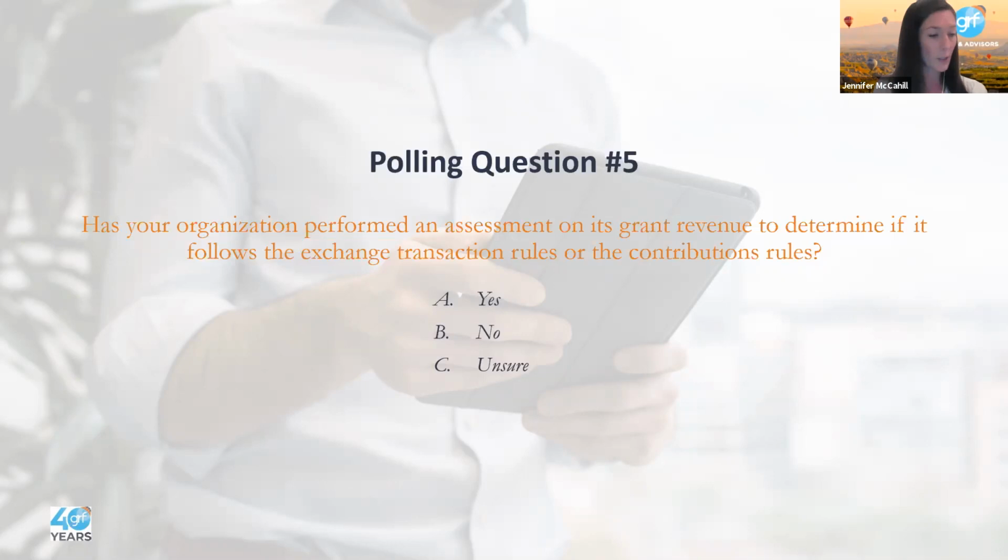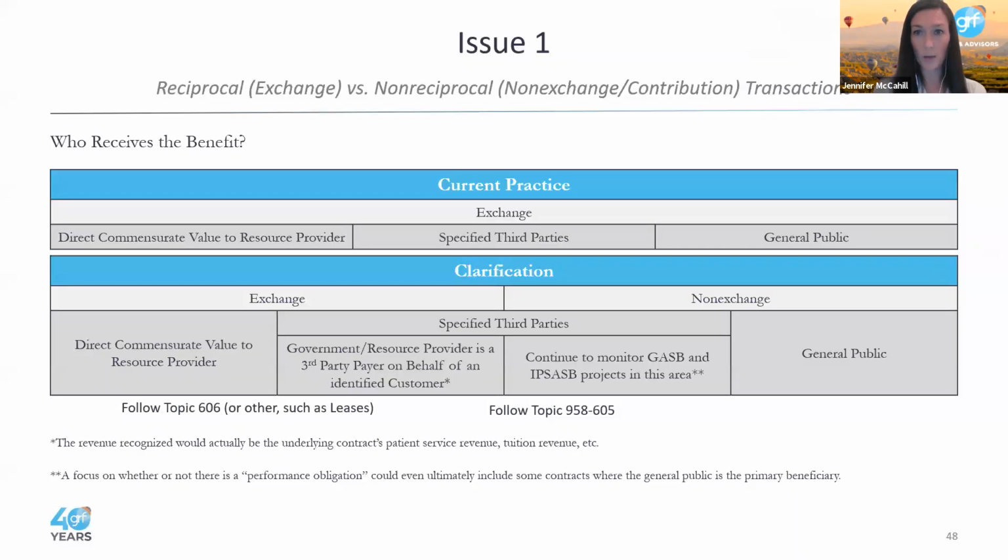While you all are answering that, the fifth CPE word is grant, G-R-A-N-T. So jot down grant if you want to receive credit. And let's see the results from the polling. All right, so a lot of you have determined whether your grants are exchange versus contributions. So let's hand it over to Tricia and Max to take us through this in more detail.